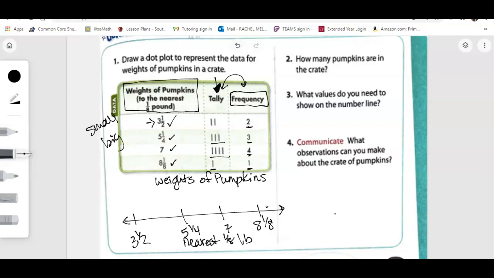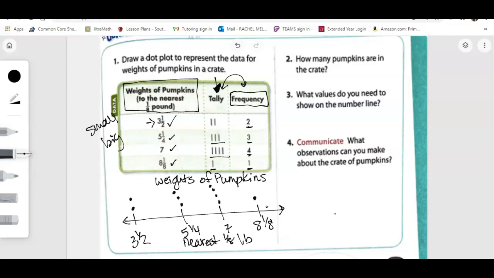And now whatever my frequency is for these, that's what I need to put in for my dots. So 3.5 should have 2 dots. 5 1/4 should have 3 dots. 7 should have 4 dots. And 8 1/8 has 1 dot. So that's how you take that information and put it into a dot plot.